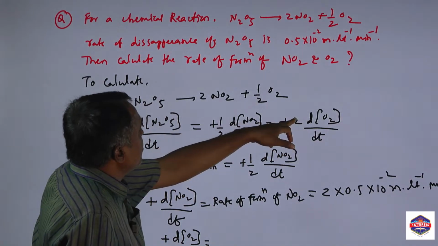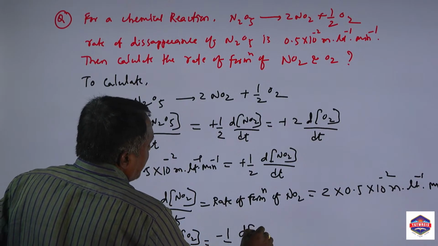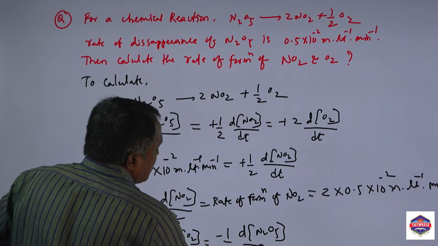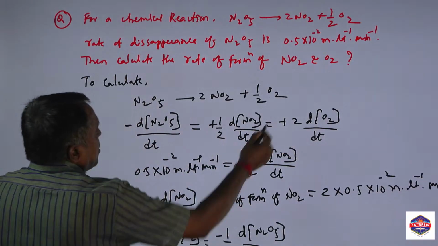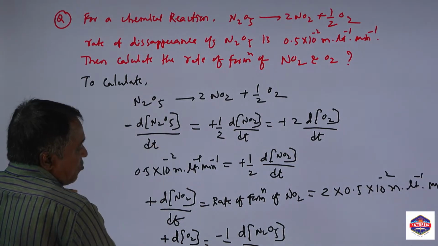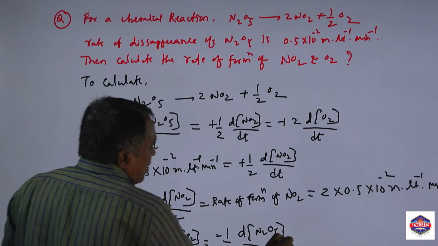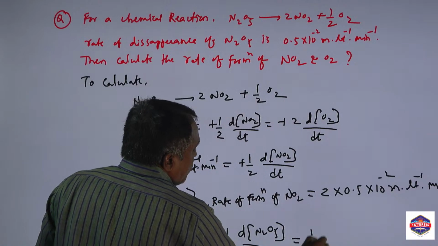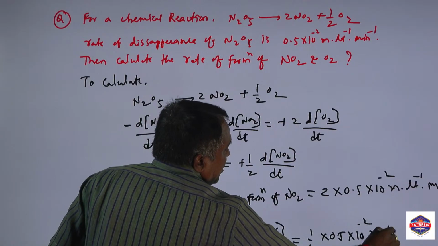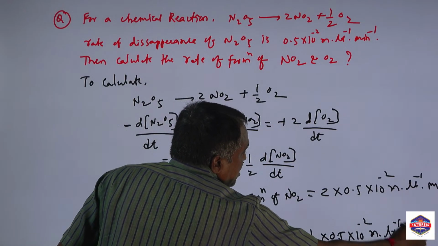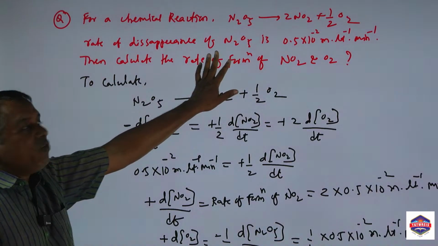Cross multiplication, minus 1 by 2 dN2O5 by dt from this equation. So, plus dO2 by dt is equal to, by cross multiplication, minus 1 by 2 dN2O5 by dt. But minus dN2O5 by dt is already given, therefore it is equal to 1 by 2 into 0.5 into 10 to the power of minus 2 mole liter inverse minute inverse. So, this is the way to calculate the rate of formation of NO2 and O2.